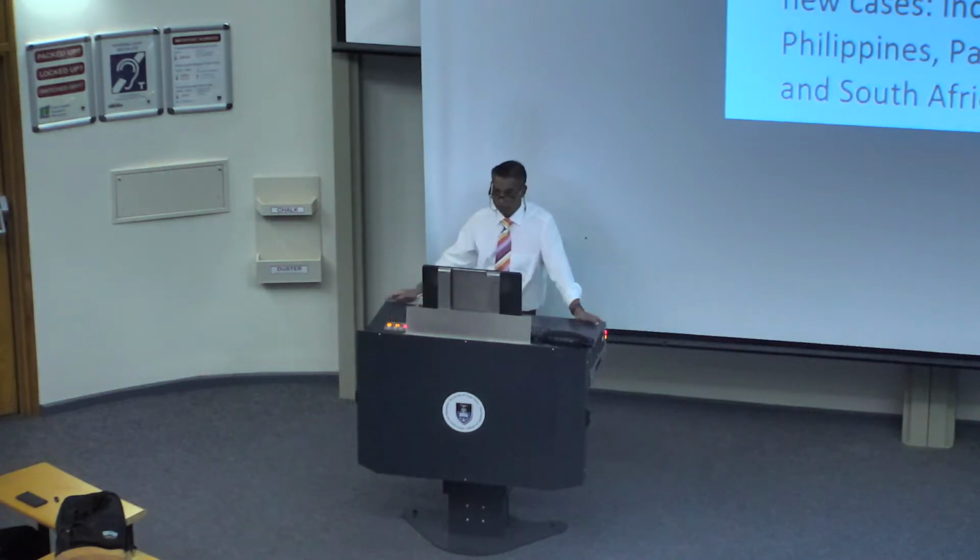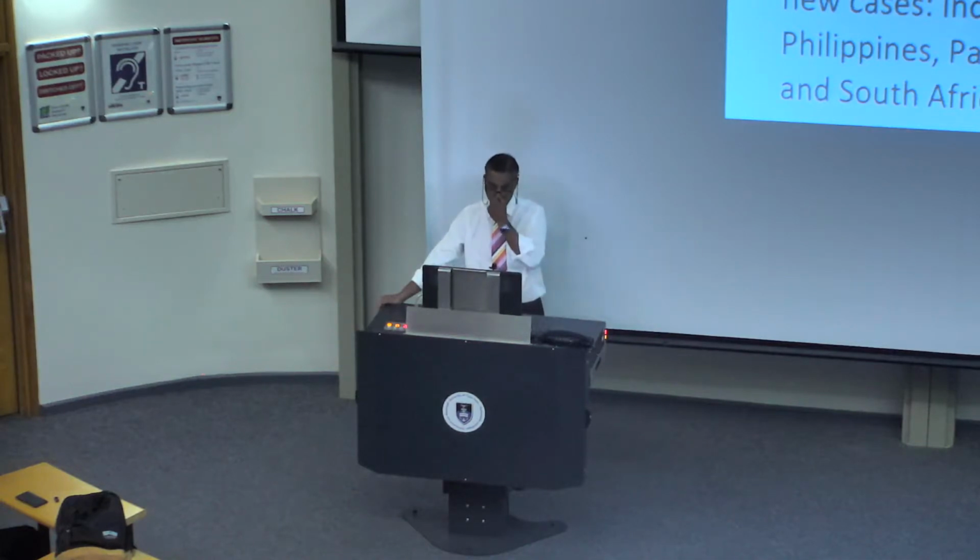TB is far from eradicated globally. It's now the foremost infectious disease killer globally. Almost 10 million cases every year worldwide and 1.7 million deaths. Two-thirds of cases are found in 8 countries. India, China, Indonesia are the top 3 because of the size of their populations, though the incidence is much lower than South Africa.